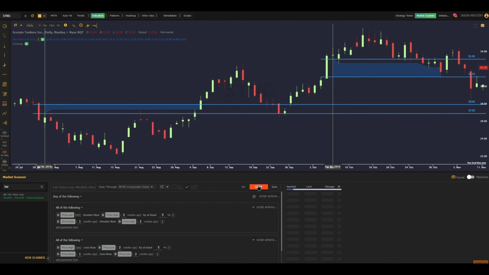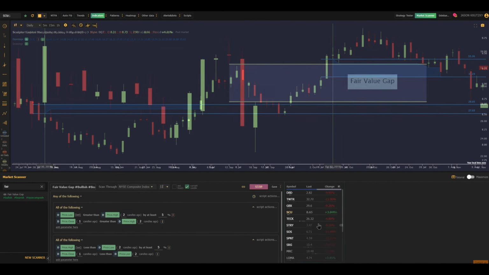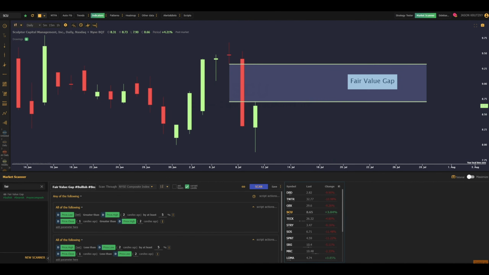I've gone ahead and I've run this scan. We got a bunch of results back, and I found a couple of really good examples. First of all, SCU here. This is an example of a fair value gap being created from a move to the downside. So we could see today's high is less than 2 candles ago's low by at least 5%, and the close 1 candle ago is also less than the low 2 candles ago.